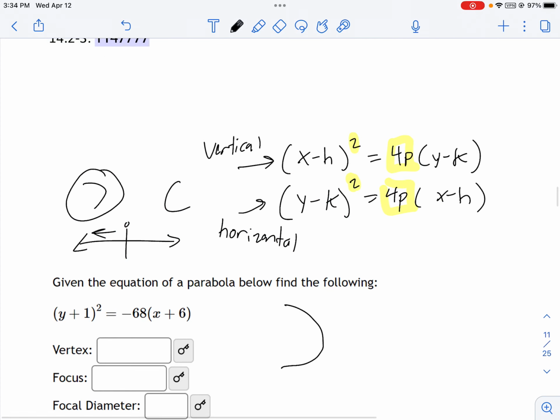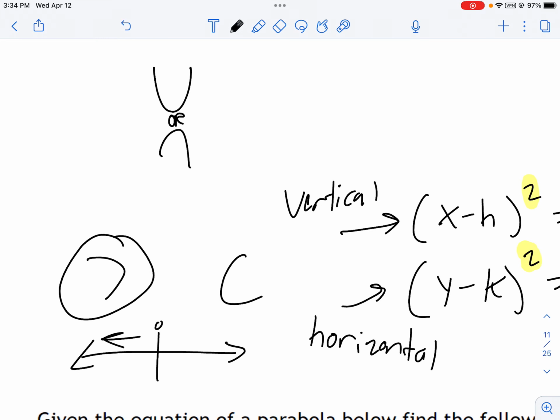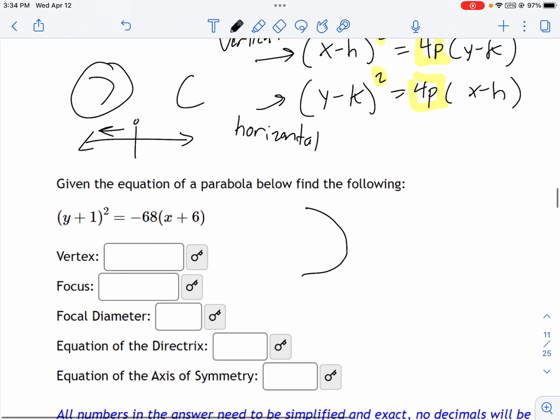If x was being squared, if you had that version, and your 4p value is positive, positive is going up. For your y values, you would be going up on a parabola. If your 4p value is negative, you're going down with the parabola. So that's how you could tell your direction for the other versions as well.